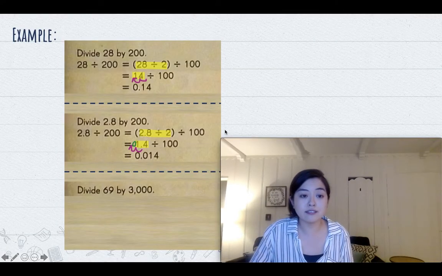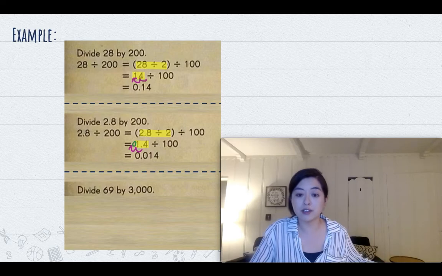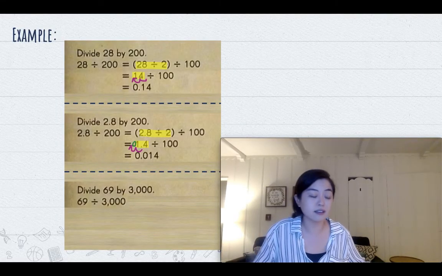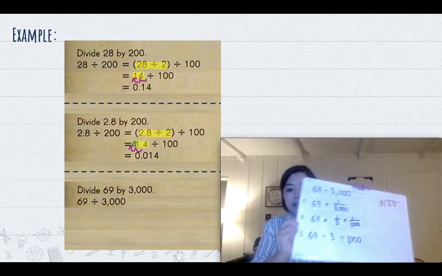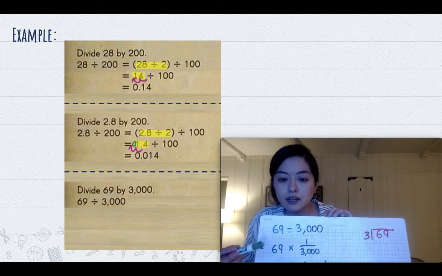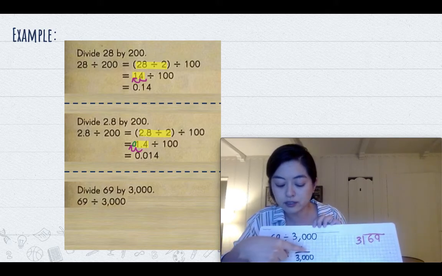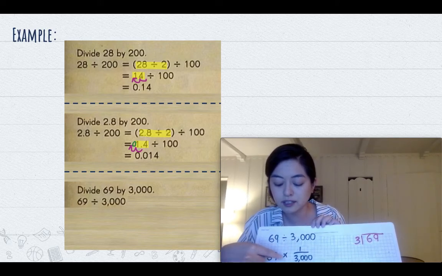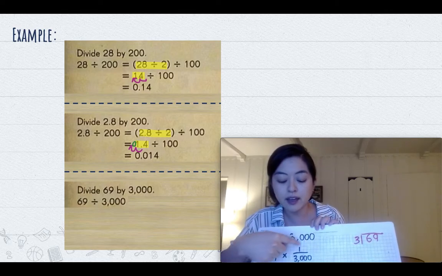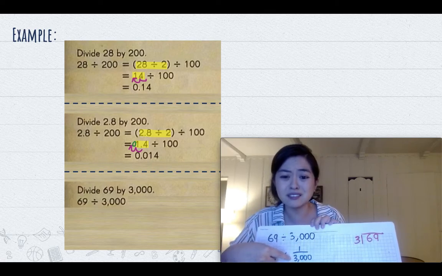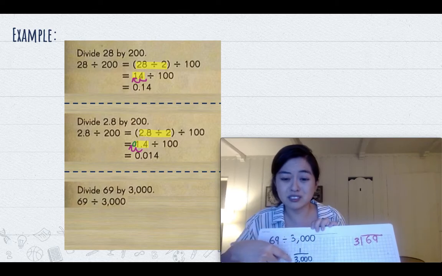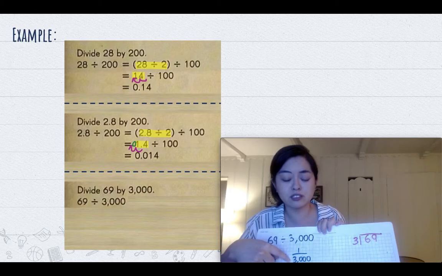Let's look at our last example. We have to divide 69 by 3,000, and our division sentence looks like that. And I rewrote it right here. Okay. And I'm going to change this division sentence into a multiplication sentence. So I'm going to just multiply 69 by the reciprocal of 3,000, which is 1 over 3,000. And I want to change 1 over 3,000 into seeing how many thousands are there in 1 over 3,000. Because I'm really good at multiplying by, or dividing by 1,000.